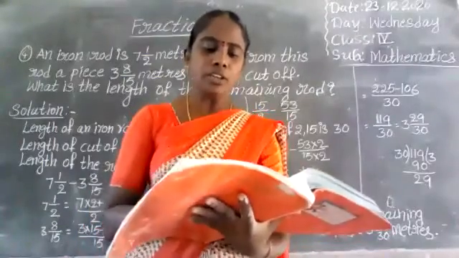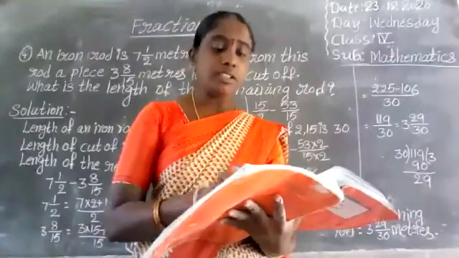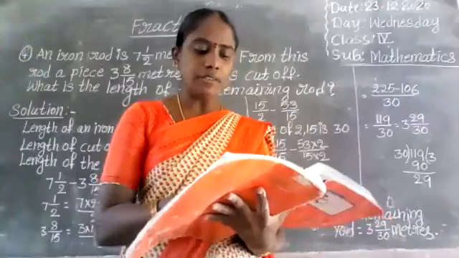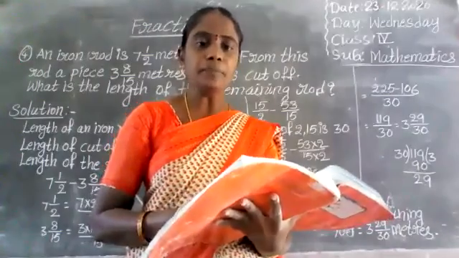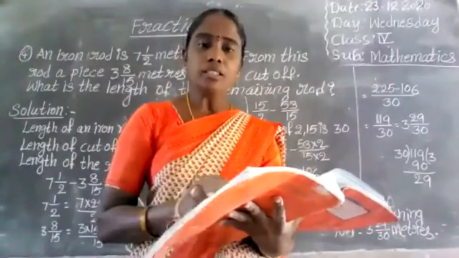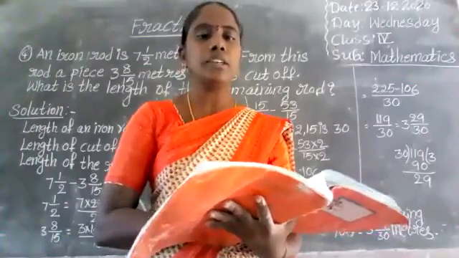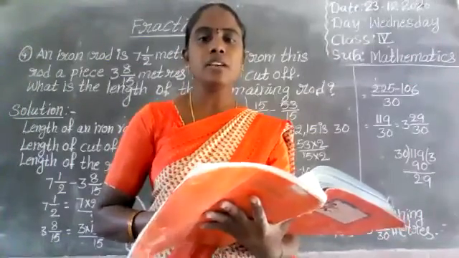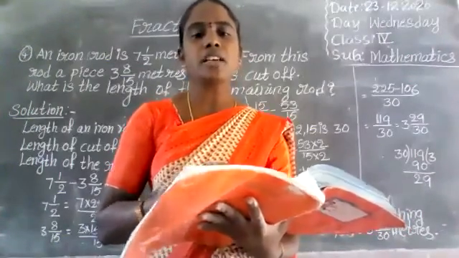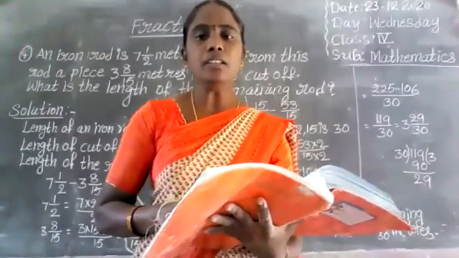Okay. Next, do the following sums. Review exercise, 11th bit: do the following sums. Here, fractions, subtractions and additions are given. The problems are addition of fractions and subtraction of fractions.